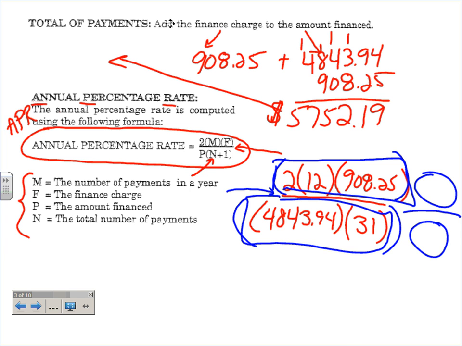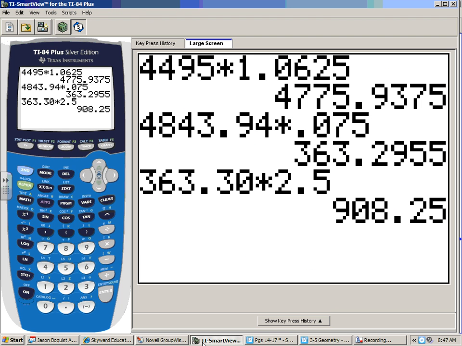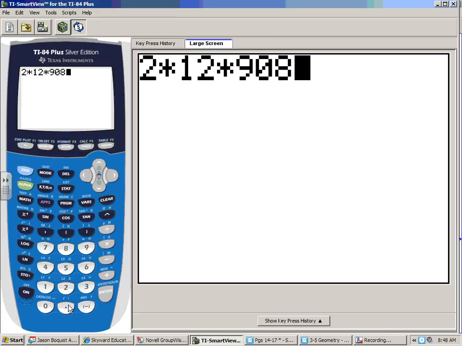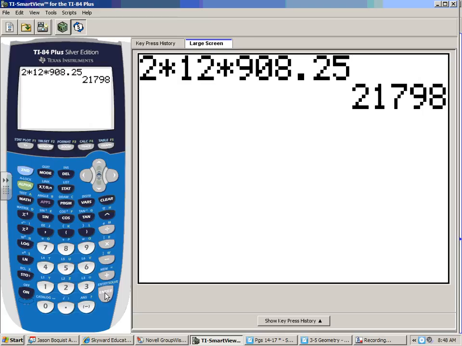2 times 2. I got to go to my calculator first. Well, we don't really need this anymore, right? So let's get rid of that. So we're going to do 2 times 12 times 908. Do you agree that means the same thing as what we had? I don't really need the parentheses, right? It's just times. So that would be fine. Is it okay if you put the parentheses? Sure. All right. So let's just go ahead. Boom. There's that number. You might want to write that down somewhere.